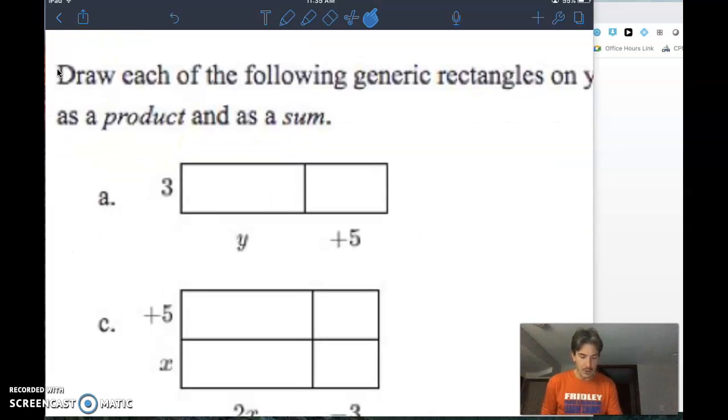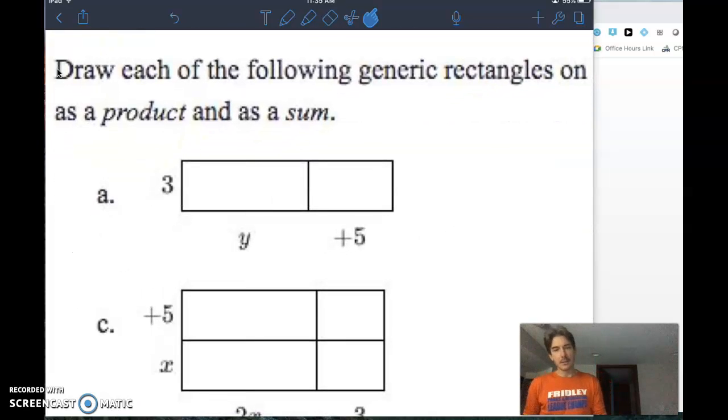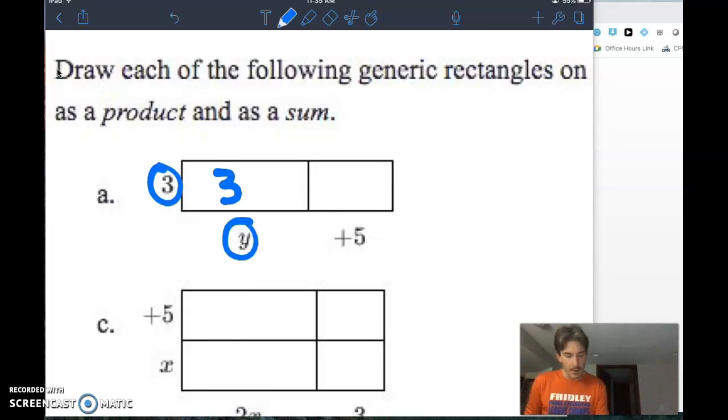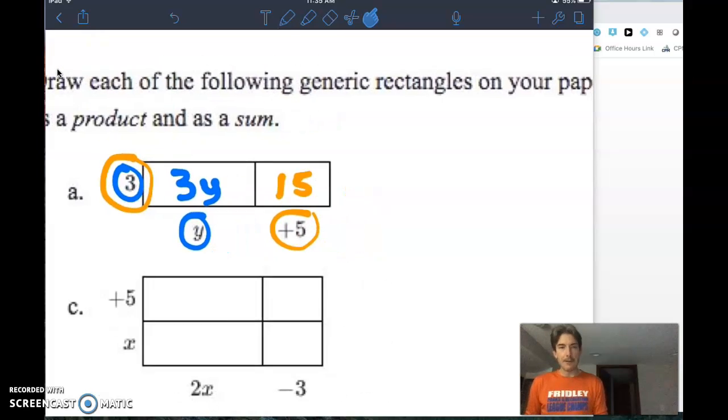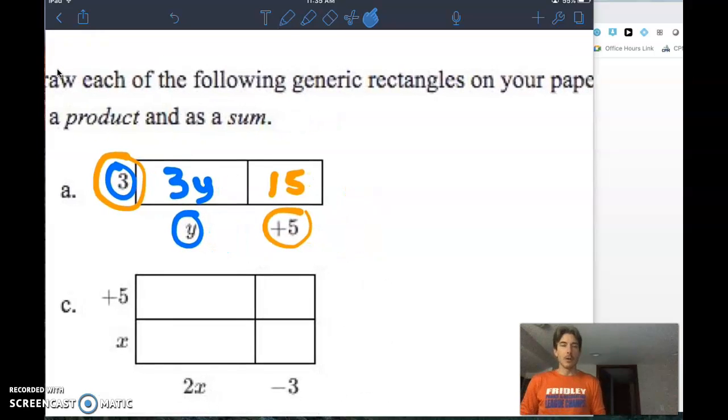Some generic rectangles just have us doing some of this multiplication and then writing it as a sum. Check it out. I've got a dimension here. I've got a dimension here. I want the area of just that part. 3y. 3 times y is just 3y. Now, I've got a dimension here and a dimension here. I want to write the area of just this part. 3 times 5 is 15. Now, don't just stop there filling in the rectangle. Write it as a product and a sum.